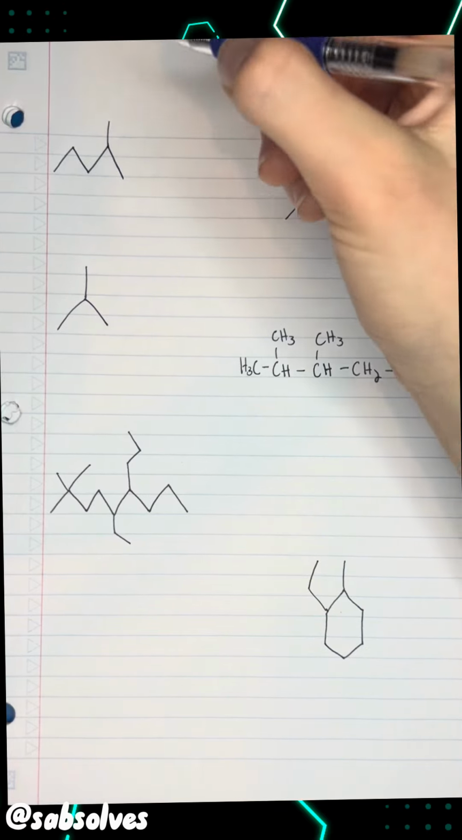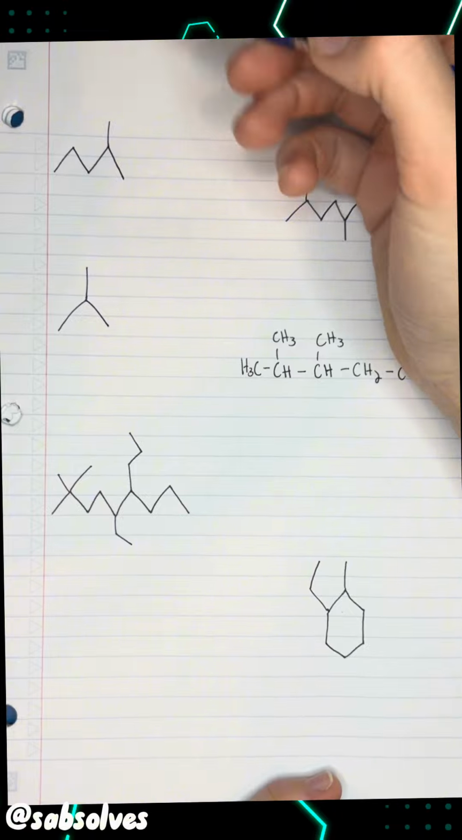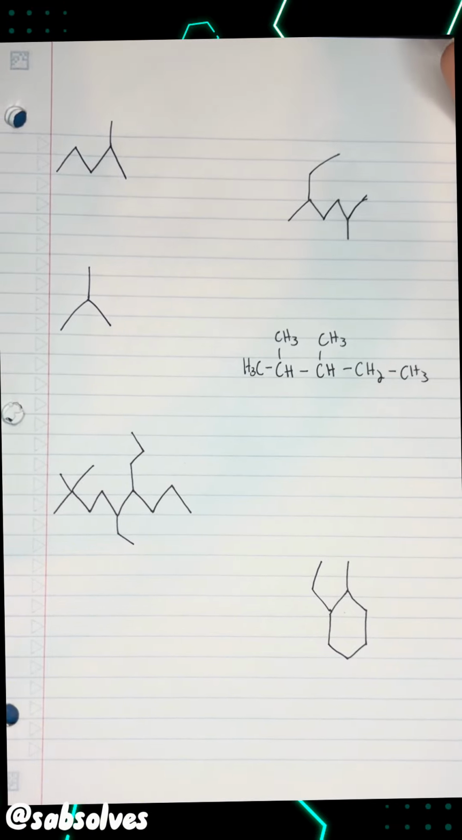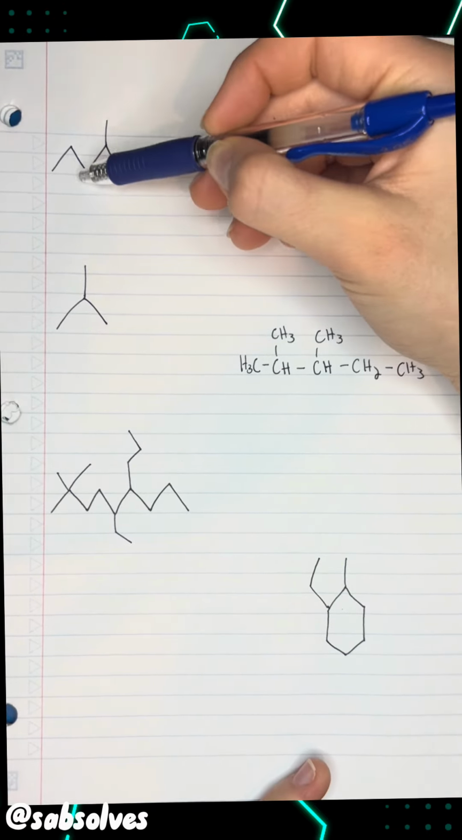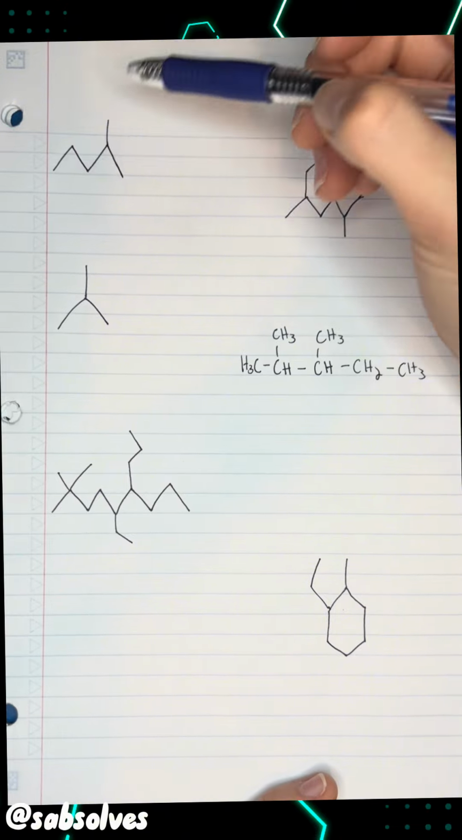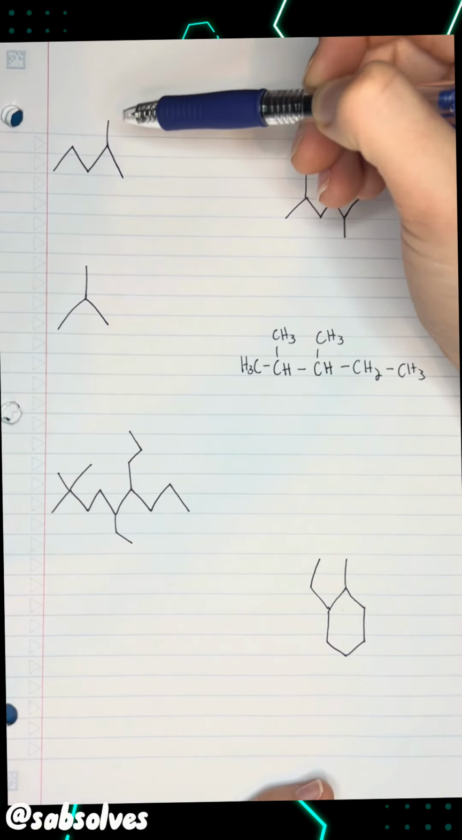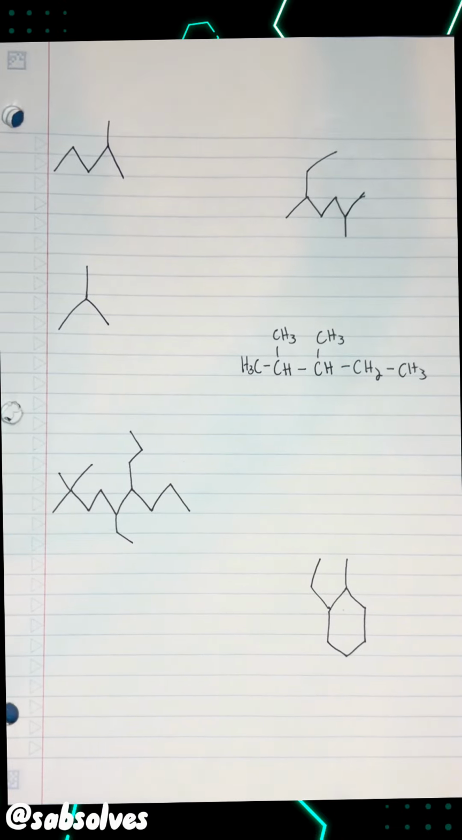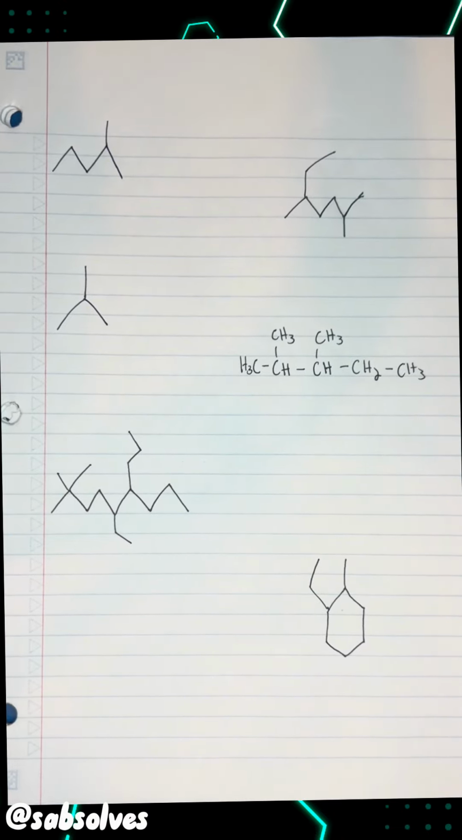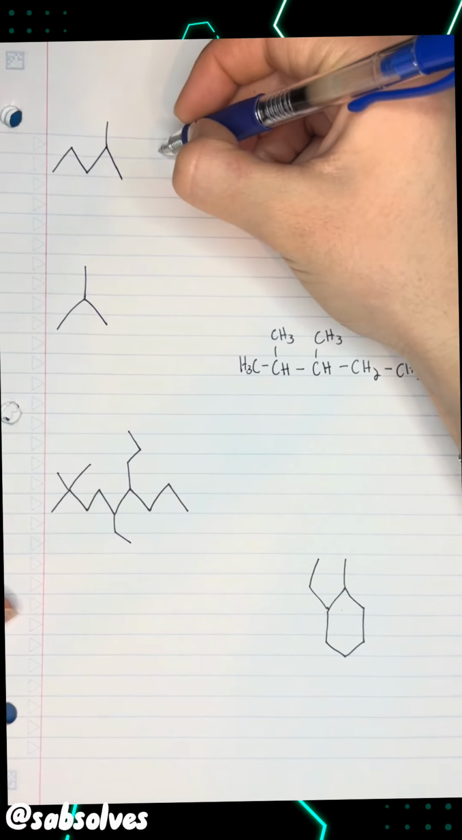So getting started with this top left one here. The first thing you want to do is find your longest parent carbon chain. So I could go 1, 2, 3, 4, 5. 1, 2, 3, 4, 5. 1, 2, 3, 4, 5. So whichever direction I go in this molecule, I'm going to get a 5. I'm going to get a pentane. And what I like to do while naming is just list everything I have, and then at the end I'll put it all together. So I know I have a pentane.